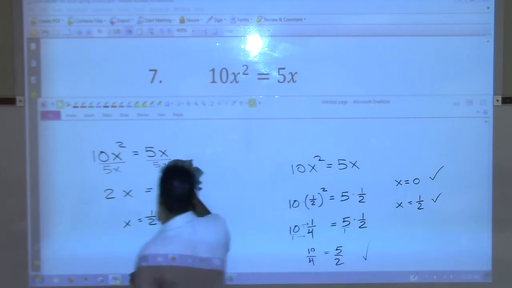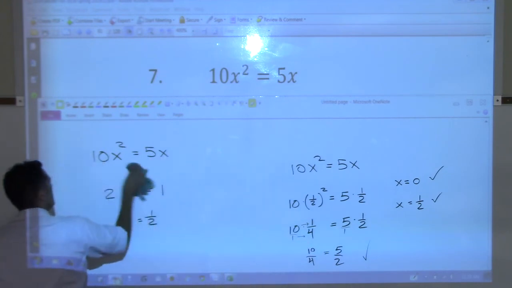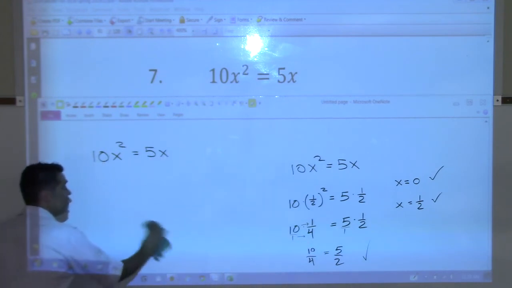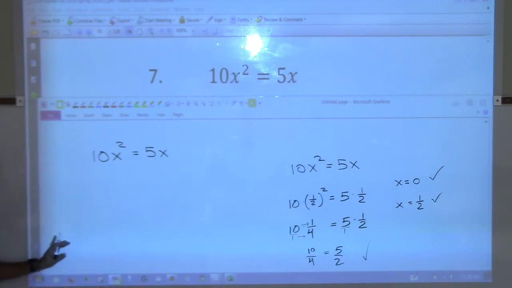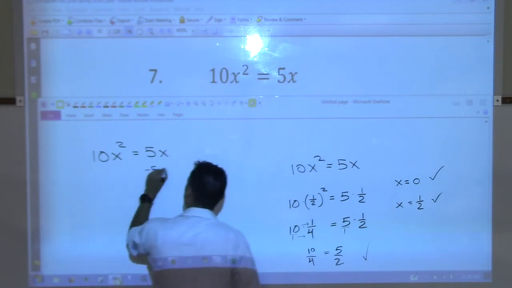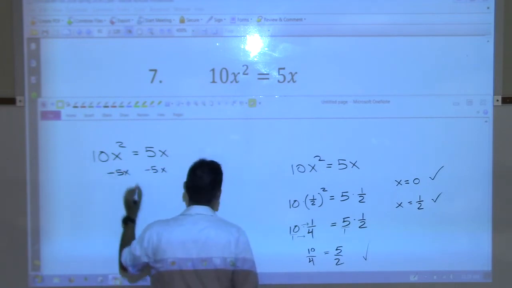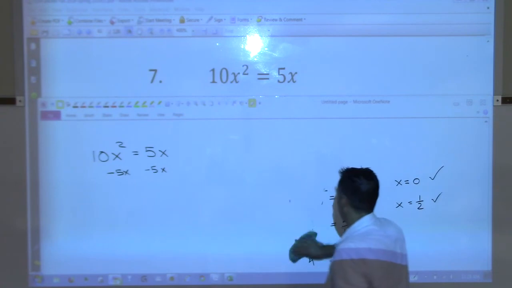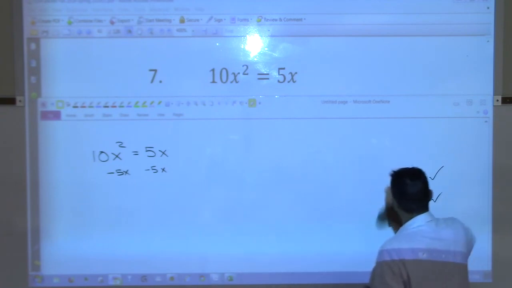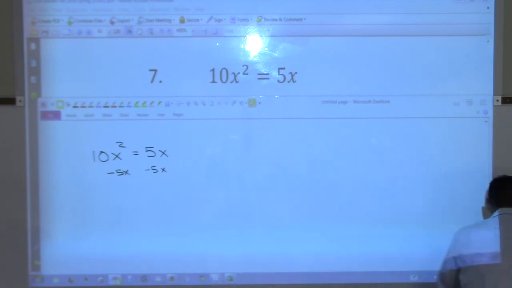So the correct way of doing it is what has been suggested, and that is to first move everything to one side to make it equal 0. So I'm going to subtract 5x here and subtract 5x here. That way I get equal 0. Now be careful there.